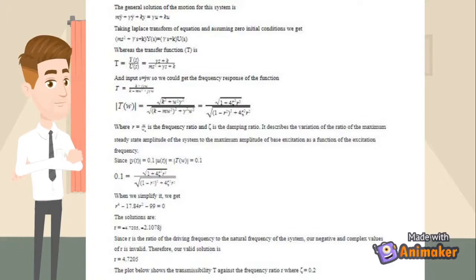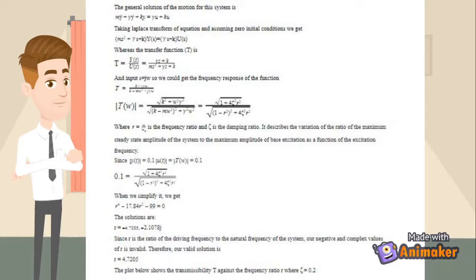It describes the variation of the ratio of the maximum steady state amplitude of the system to the maximum amplitude of base excitation as a function of the excitation frequency. When we simplify it, we get r raised to 4 minus 17.84 r squared minus 99 is equal to 0.